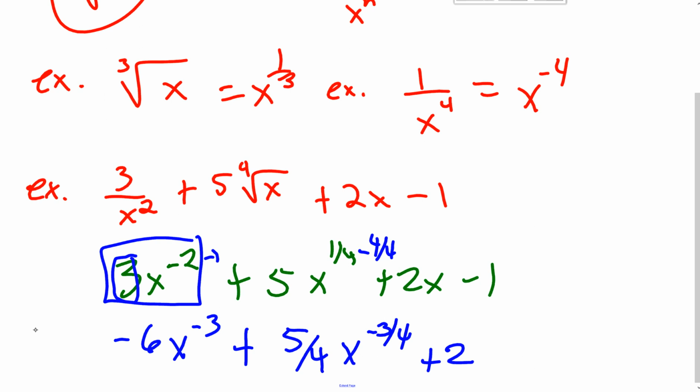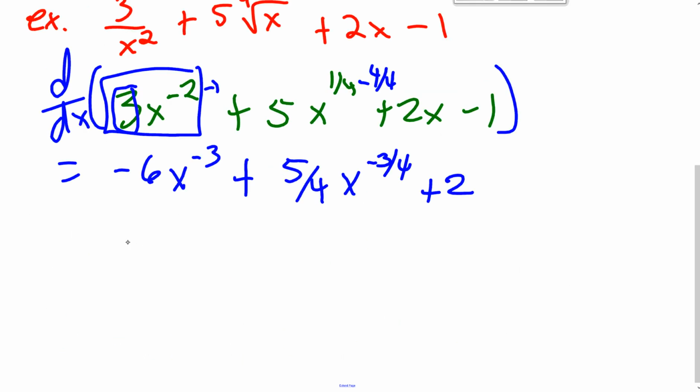So this was the d over dx of this, which is equal to this. And then you could rewrite this back into positive exponents.